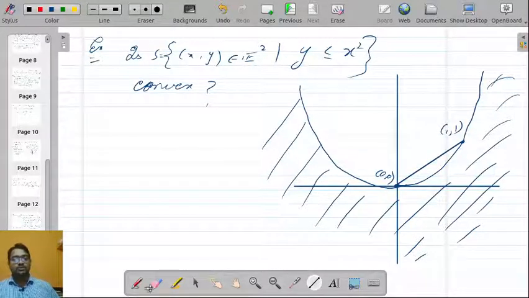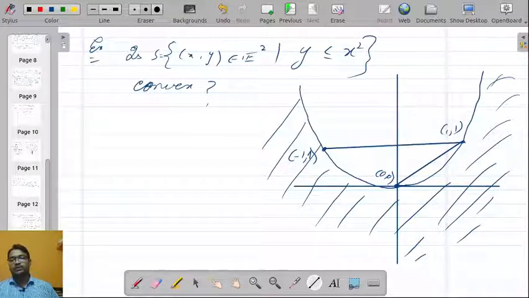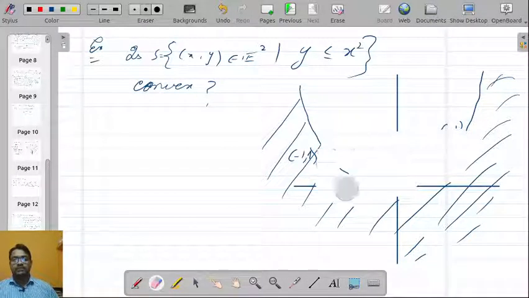You can take other examples also. Instead of (1, 1), you can take something like (minus 1, 1). This is also a point inside this region. It lies on the boundary. But if we join these 2 points, then we get a line segment which is outside. So it's not a convex set. So that is the main thing.